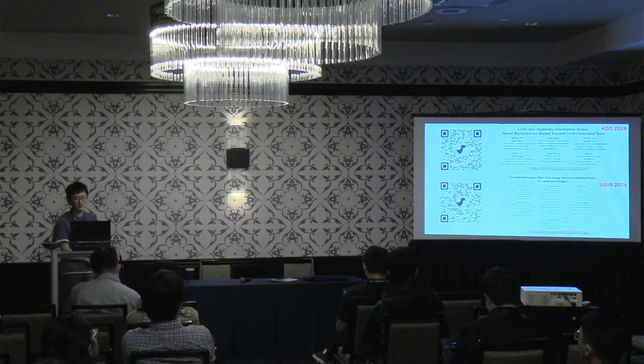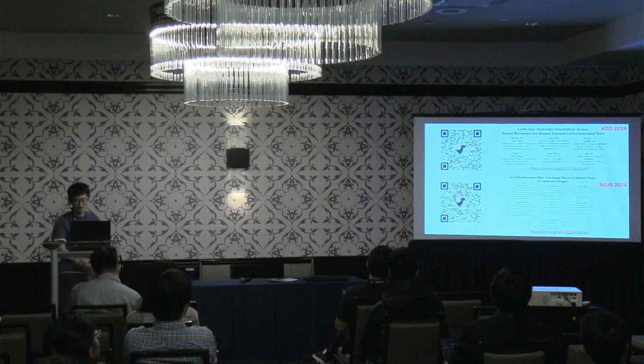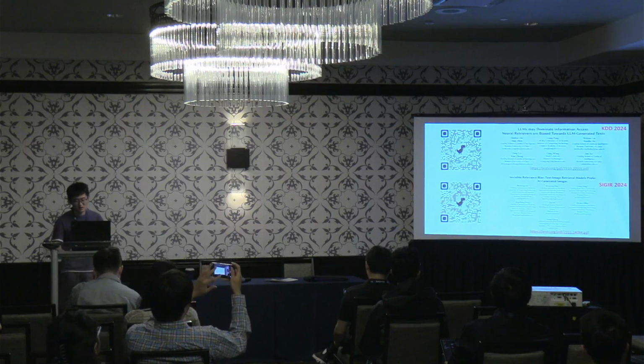Here are the two related papers about this bias. The first paper first explored the source bias in text retrieval, which has been accepted by KDD 2024. This paper further explores the source bias in text-to-image retrieval. For more details, please see these two papers from the QR code or the arXiv link.